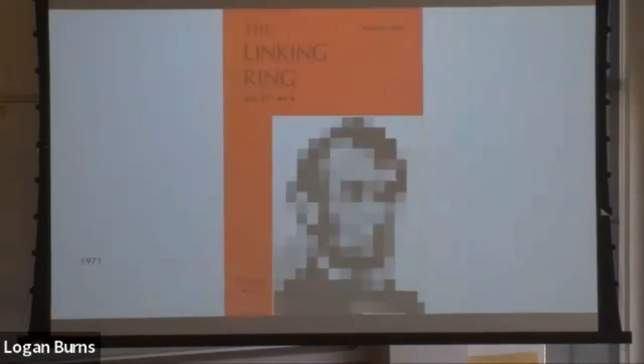Here's another thing I find really interesting. The linking ring is for magicians. And this is an article, for whatever reason, somebody wrote an article about pattern recognition. Now everybody knows who this is, right? Abraham Lincoln. But why do you know it's Abraham Lincoln? You see what I mean? What is it in your brain that tells you that's Abraham Lincoln?